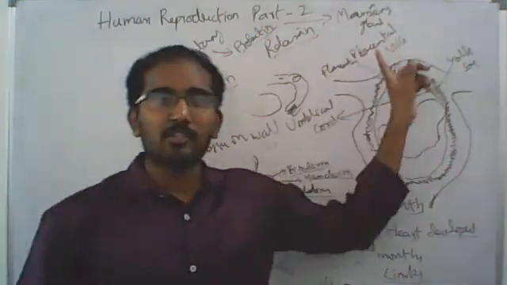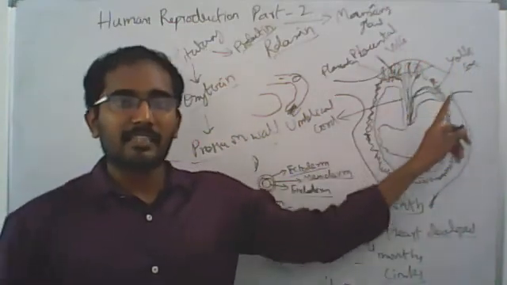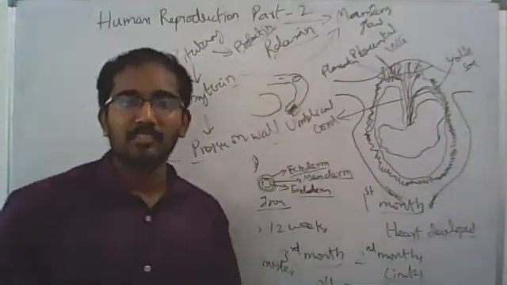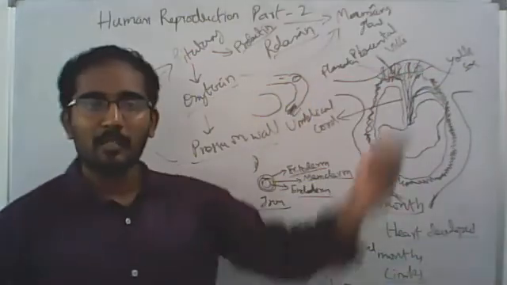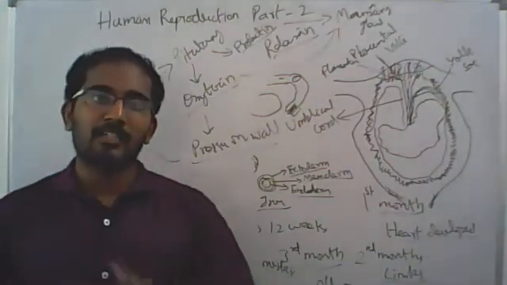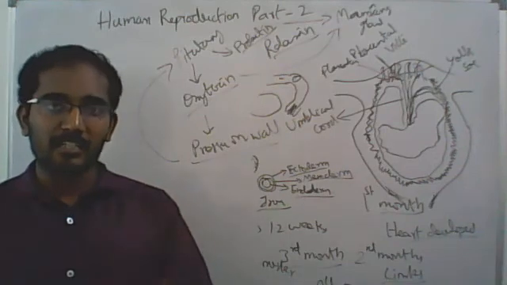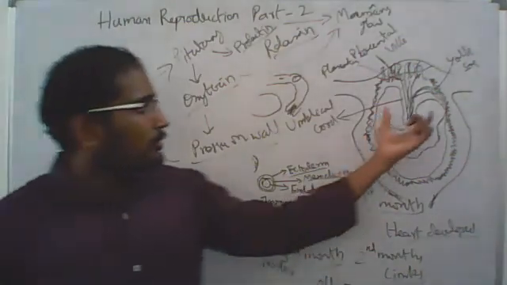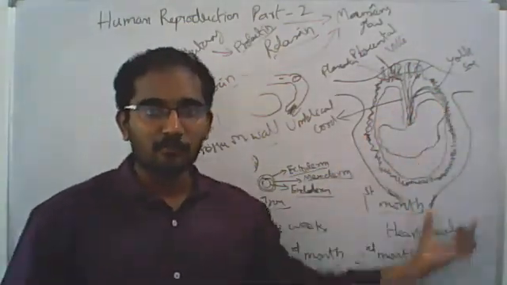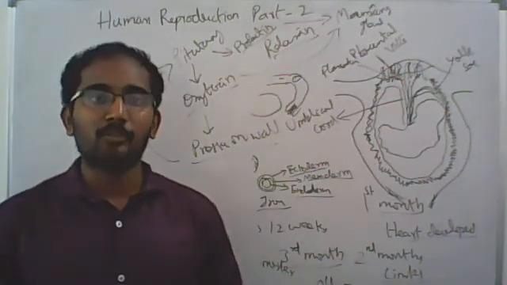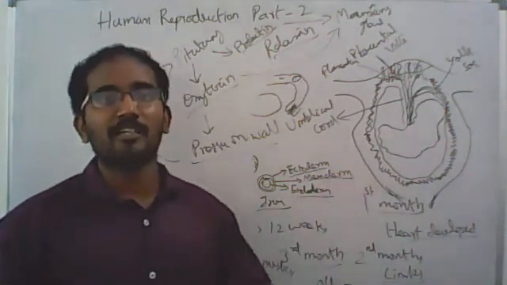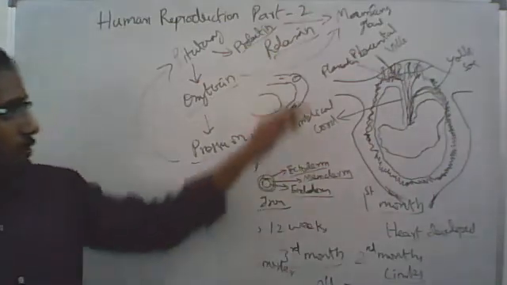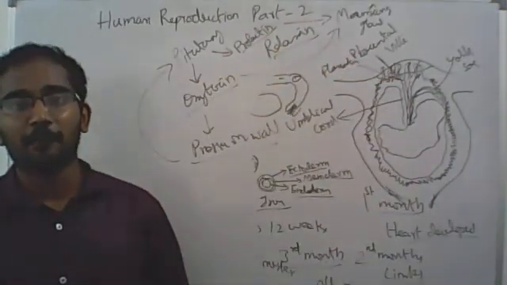Even though it synthesizes the milk, it won't get ejected. It gets ejected only when oxytocin acts on it. So this is another function of oxytocin: it acts on the mammary gland to release the milk. Fundamentally, milk gets released only when the nipple is suckled by the baby. We call it a fetus before birth, but when it is born you have to call it a neonate, a newborn baby. It is no longer a fetus once it is born. Fine, so this is how the parturition process happens.